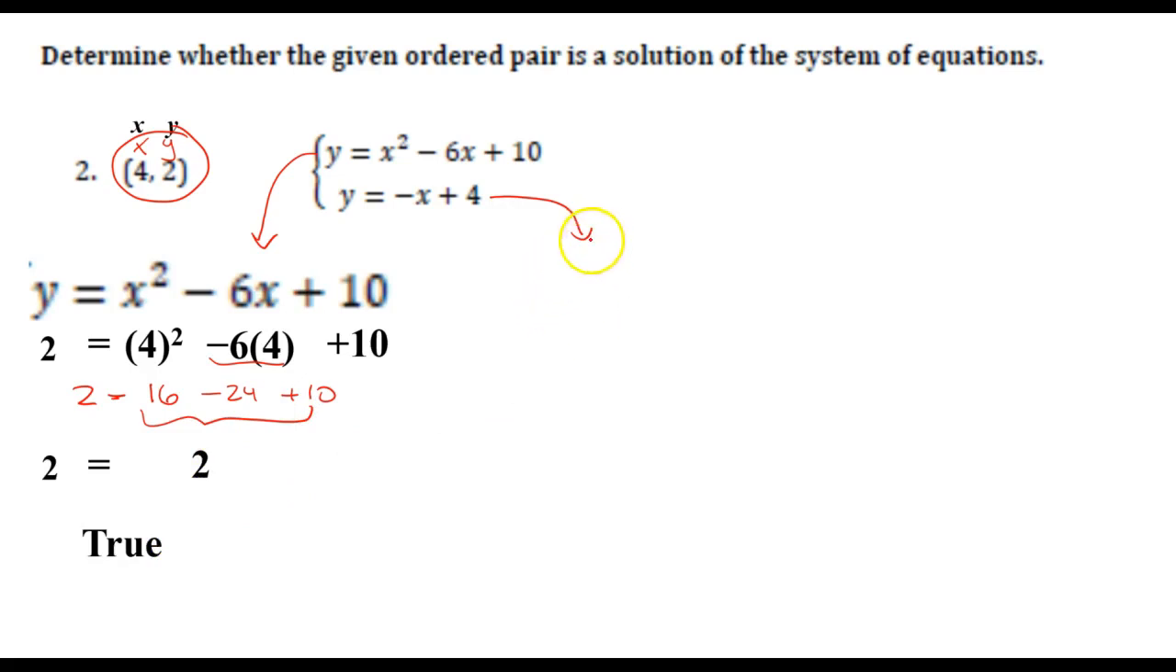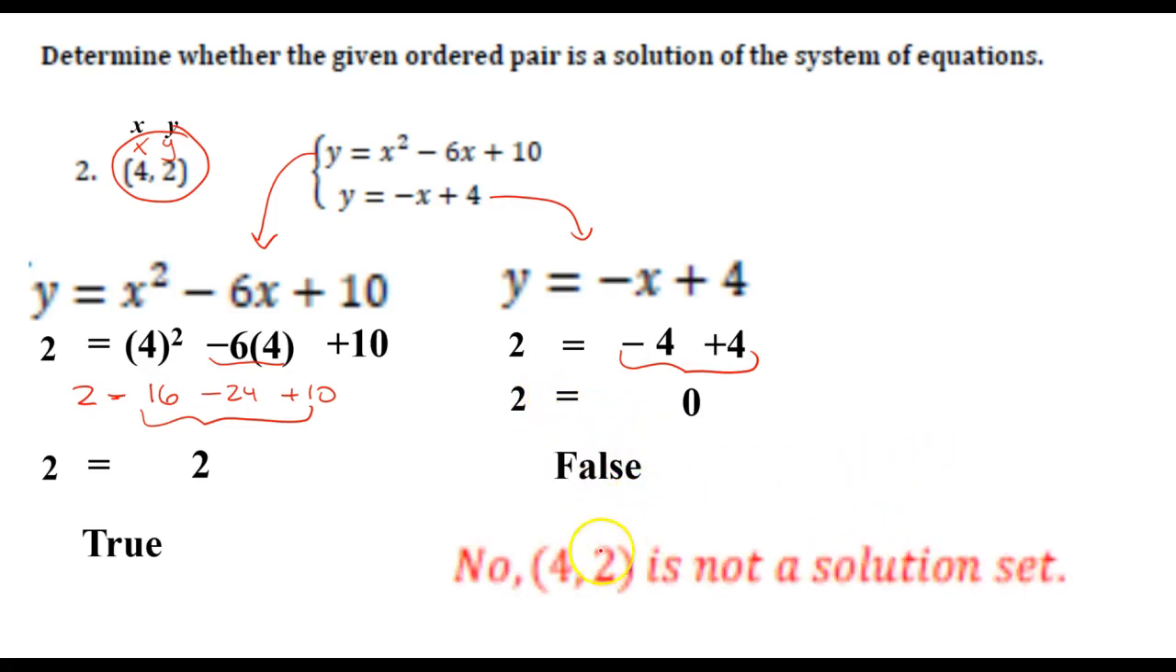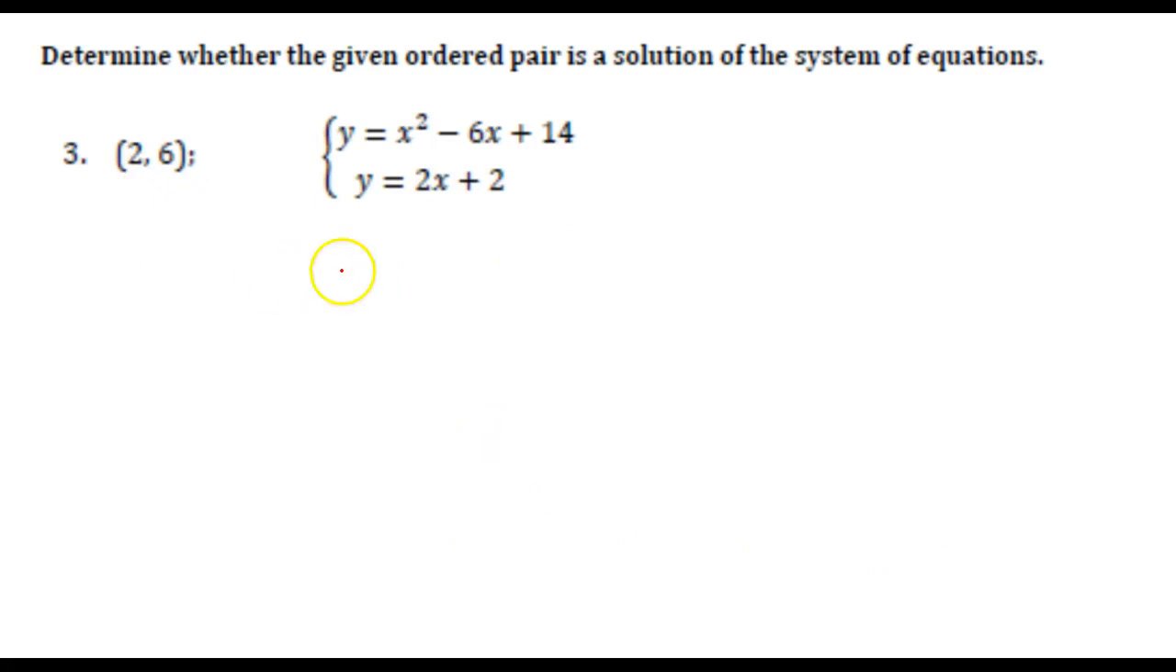Let's try again that second equation, see if it works. So instead of y, we'll put in 2. Instead of x, we'll put in 4. And let's see what this works out to be. 2 equals, what would that be? 0. Oh no, that's not true, is it? 2 is not equal to 0. That would be false. So that means that, fortunately, 4, 2 is not a solution. All right, let's try the next one.